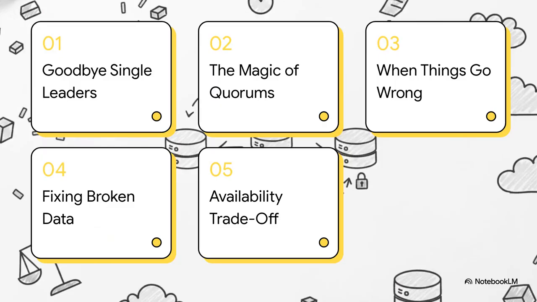So here is our roadmap for today's Explainer. We'll be hitting 1. Goodbye to single leaders, 2. The magic of quorums, 3. When things go wrong, 4. Fixing stale and broken data, and wrapping up with 5. The availability trade-off.